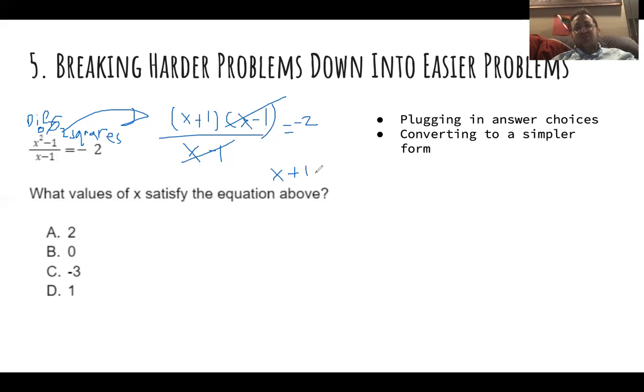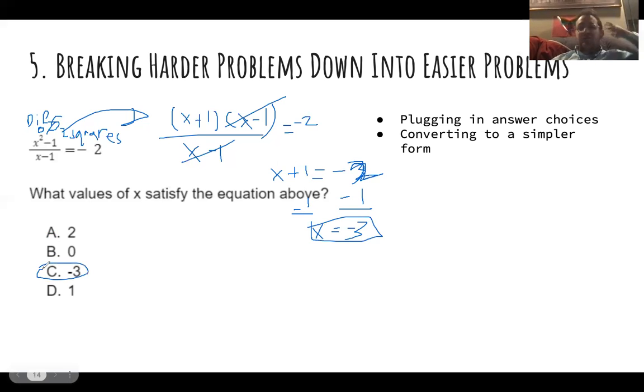And like that, we turn this into a basic expression problem. And this should be a -2. So we get that x is equal to -3. So just by doing something like factoring to break the problem into more manageable chunks, you can turn this into a much easier problem.